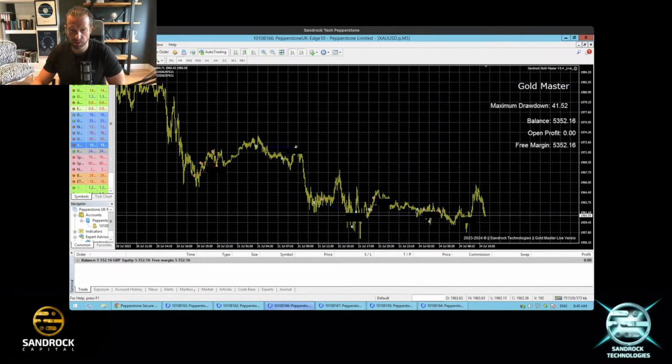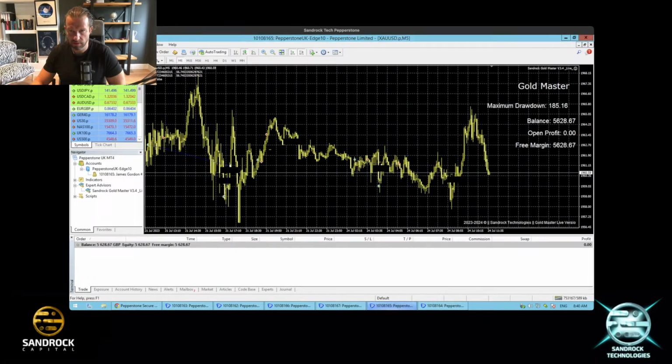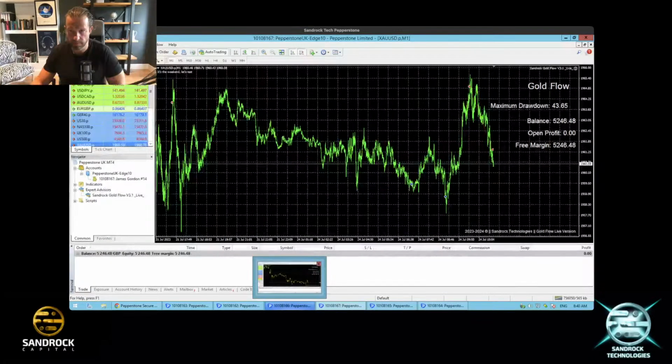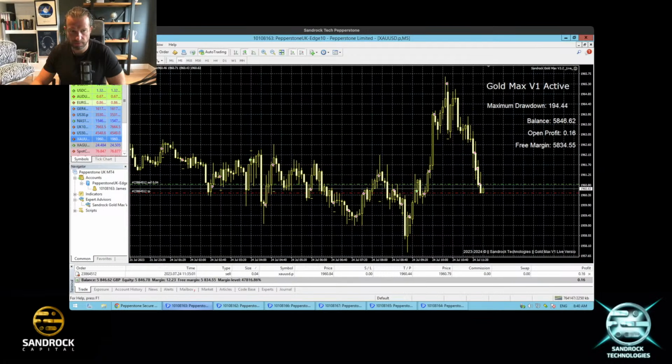Gold Master, not in any trades at the moment. Gold Flow, not in any trades, though you can see it's taken one here this morning already. So that's really what's operating on the bots. We've got another VPS as well with some other bots running. Let's have a quick look at the charts.